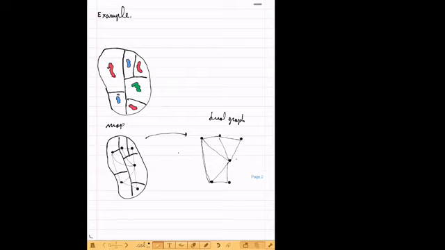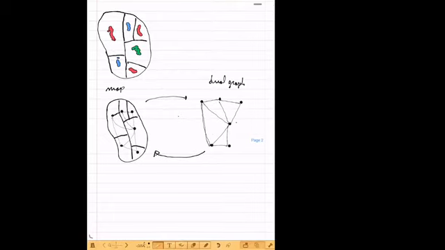And of course, you can also go back from a graph to a map if adjacency of the regions is the only thing that you care about. So you can go back from a graph to the map if only adjacency of regions matters. Okay, so the problem of coloring a map is equivalent to coloring the dual graph of the map, so coloring the vertices so that no two adjacent vertices have the same color.